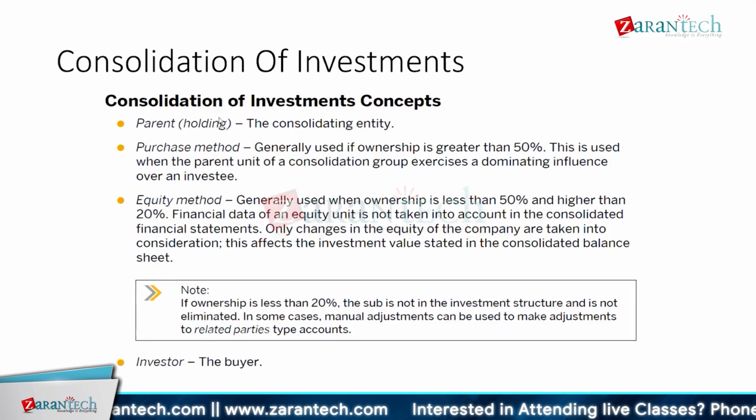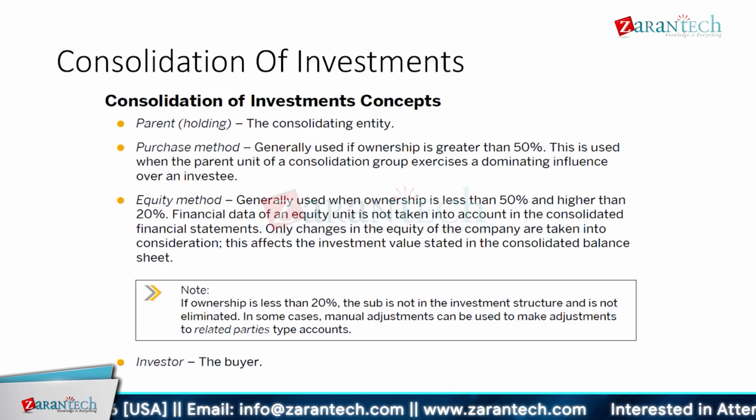So whenever you set up a consolidation group, you should know what is a parent entity, which entities are purchase method, which entities are equity method. Clear? If the ownership is less than 20%, it is not in the investment structure, it is not eliminated. In some cases, manual adjustment. So if it is less than 20%, you don't bring that into your structure, you don't make it a consolidation unit, you don't maintain their transaction figures. Whatever is there, you just pass a JV in your group entity.